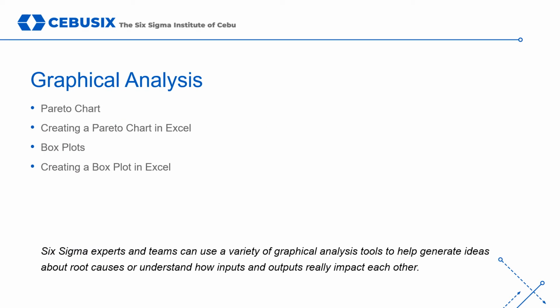Six Sigma experts and teams can use a variety of graphical analysis tools to help generate ideas about root causes or understand how inputs and outputs really impact each other. In this section, we are going to discuss several common tools used for graphical analysis, like the Pareto chart and box plots. Some of the more complex graphical analysis tools require statistical analysis software, which we will talk about later. These tools can be created in Excel, which costs a lot less than a licensed Minitab.